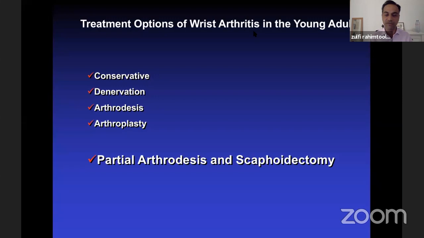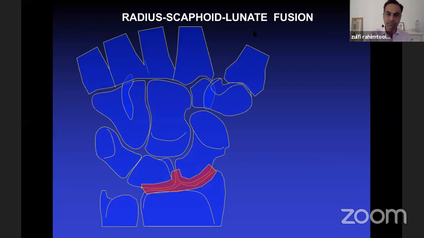But what I'd like to explore with you this afternoon or this evening is the concept of a partial arthrodesis and scaphoidectomy, and the advantages of performing such a surgical procedure for the patient and his or her motion. This is not a new concept. In fact, the Austrians and Germans popularized this a long time ago, the so-called radioscapholunate fusion.